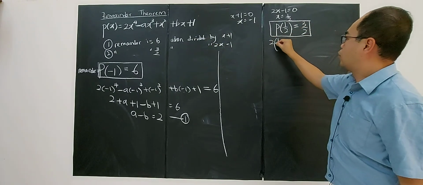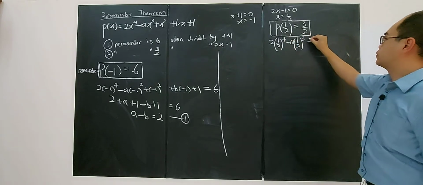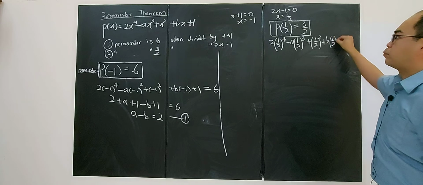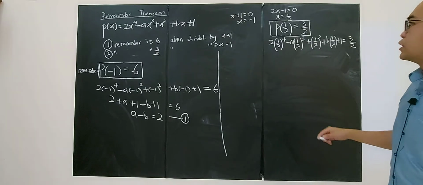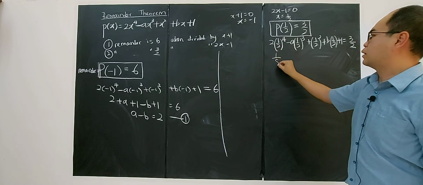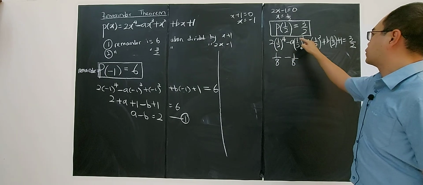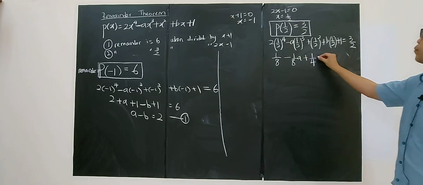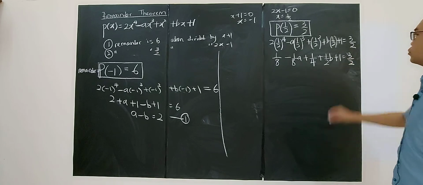So 2 times 1 over 2 to the power 4, minus a times 1 over 2 cubed, plus 1 over 2 squared, plus b times 1 over 2, plus 1, everything equal to 3 over 2. You are getting another equation here. So this is 1 over 16, times 2, you have 1 over 8. Minus a times 1 over 8, plus 1 over 4, plus 1 over 2 b, plus 1 equals 3 over 2.